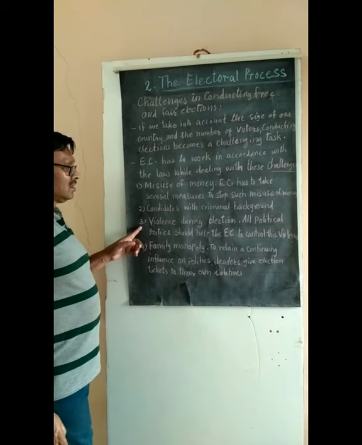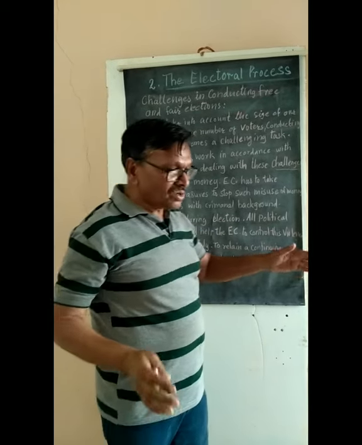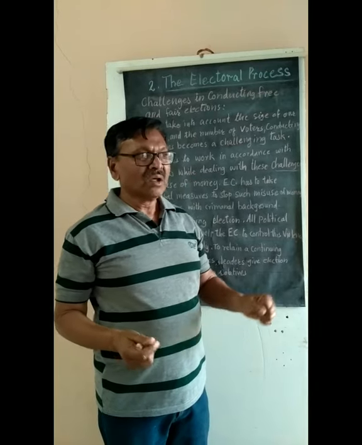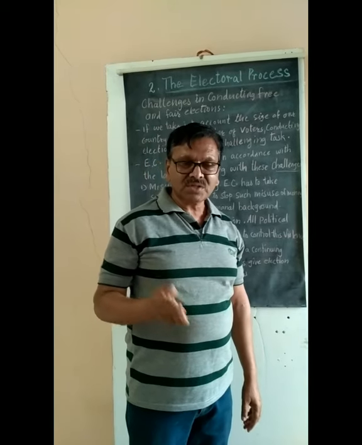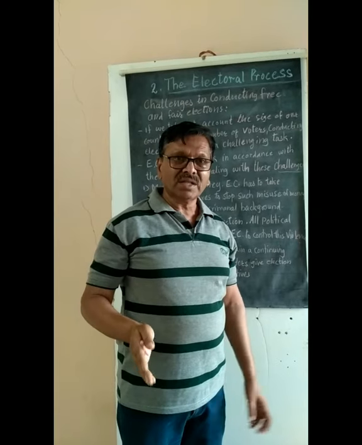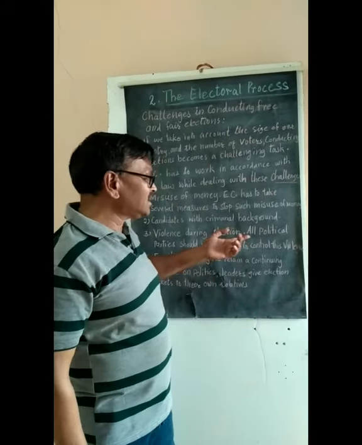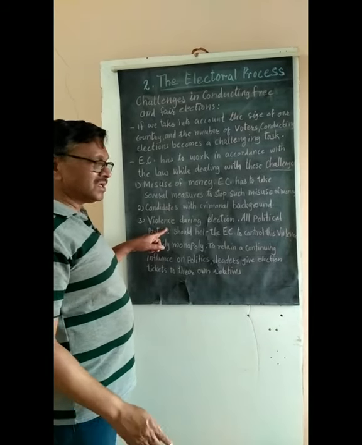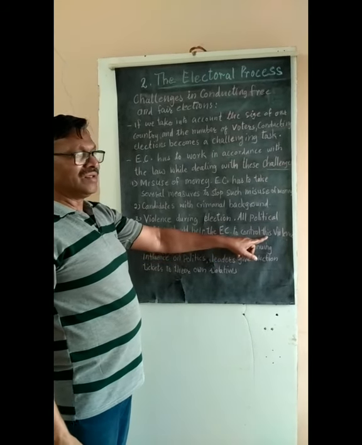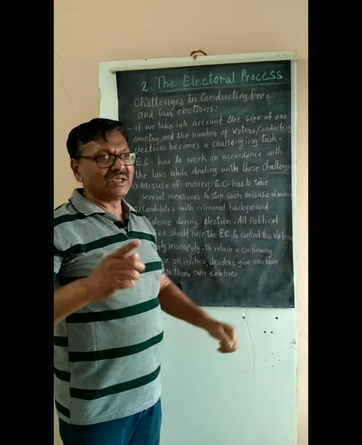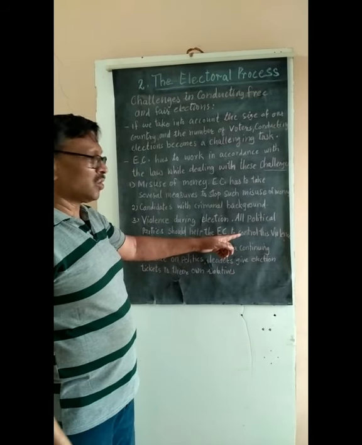The third is violence during election. Many a time, the election goes on, and then suddenly someone comes with weapons and starts beating the other parties in order that the other candidate should not get elected, and therefore violence takes place during such time. All the political parties should help the Election Commission to control this violence. So it is not only the responsibility of the Election Commission and the police, but all the political parties should come together and control the violence.